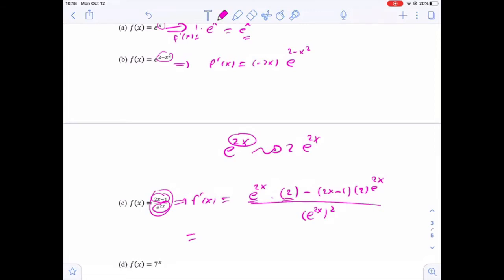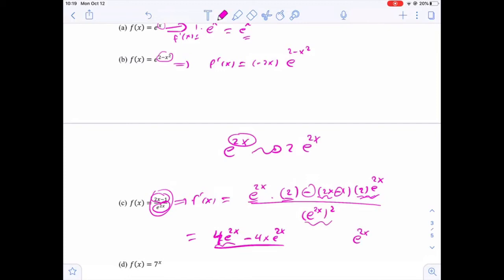And then we write 2 times e to the 2x minus 2x times 2e to the 2x, that's 4x e to the 2x. Now minus times minus is plus, so 2 e to the 2x plus 2 e to the 2x gives 4 e to the 2x, all divided by the denominator squared.